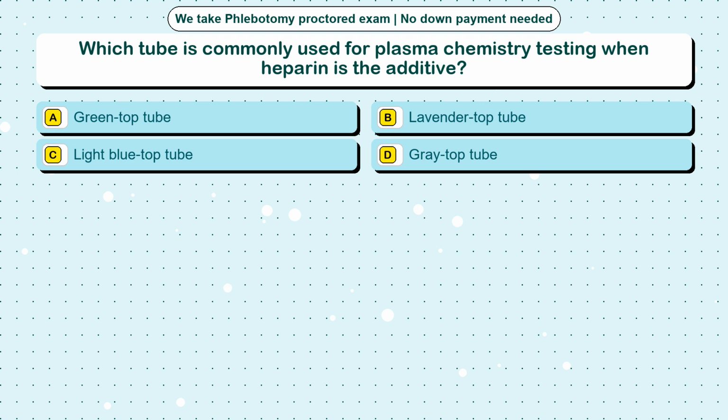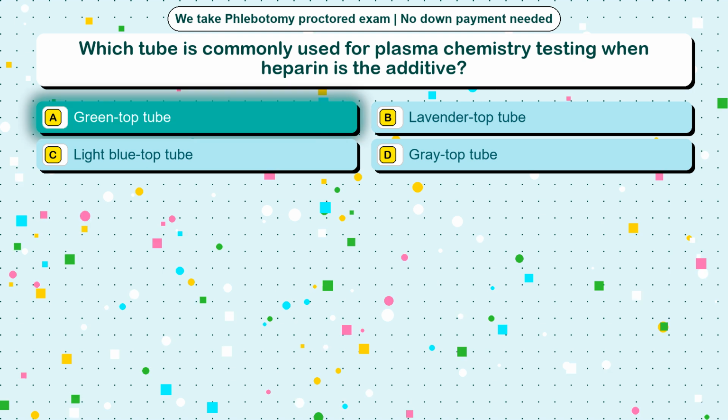Which tube is commonly used for plasma chemistry testing when heparin is the additive? Option A. Green top tube. Option B. Lavender top tube. Option C. Light blue top tube. Option D. Gray top tube. The correct answer is option A.